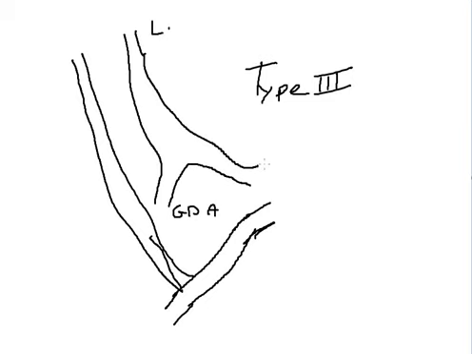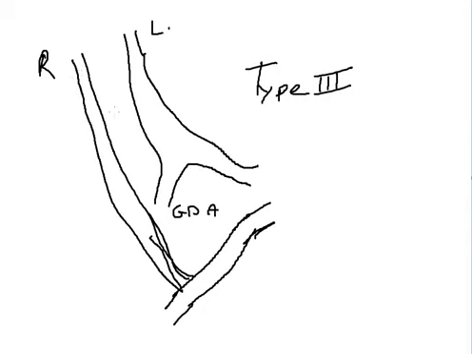Type 3 hepatic anatomy is when the right hepatic artery comes off of the superior mesenteric artery. It travels under the common bile duct, and the best way to determine whether there is type 3 hepatic arterial anatomy is truly just to put your finger under the common bile duct and feel for pulsation. There should not be consistent pulsation under the common bile duct along its entire length.